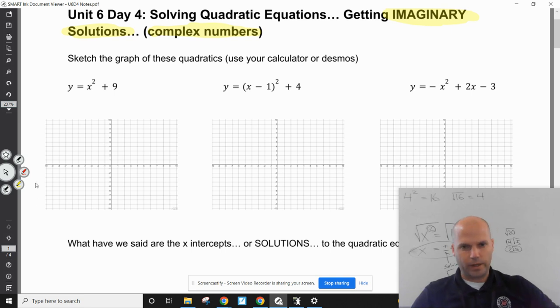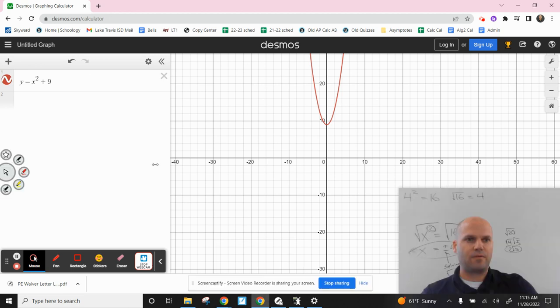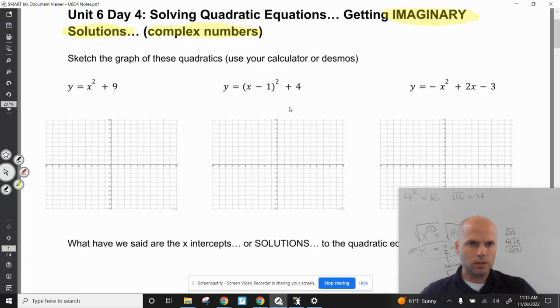Now, this is really quick. I just want you to remember what happens when we graph x squared plus 9. Everything's above the x-axis. There are no x-intercepts.